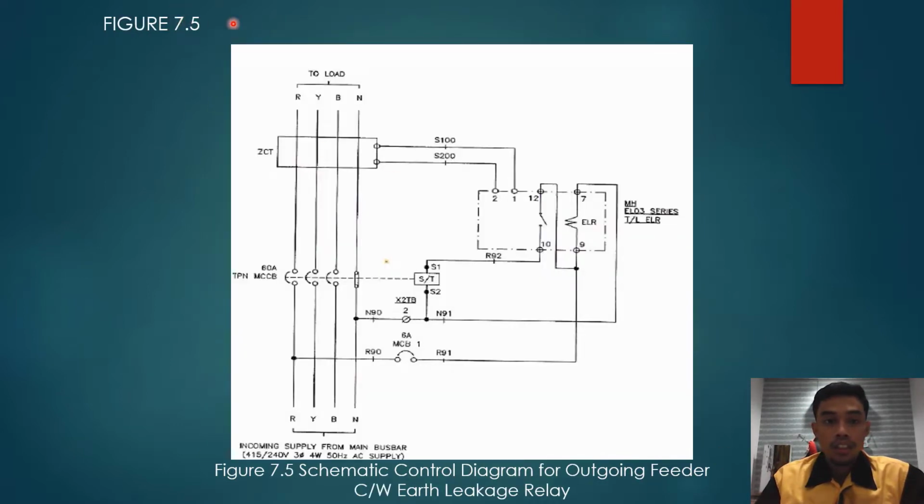So the next explanation is about figure 7.5, which is the schematic control diagram for outgoing feeder for the earth leakage relay. The function of the earth leakage relay is to detect leakage current in the system between the line and neutral line. Okay, it's slightly different. The operation is the same, but the connection is slightly different for the current transformer because this ELR will use a zero sequence current transformer here. This zero sequence current transformer will be connected directly to the R, Y, B, and N. So the zero sequence current transformer will be connected to pin number 1 and number 2 of the ELR here.